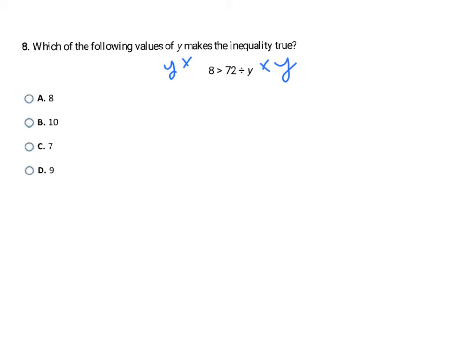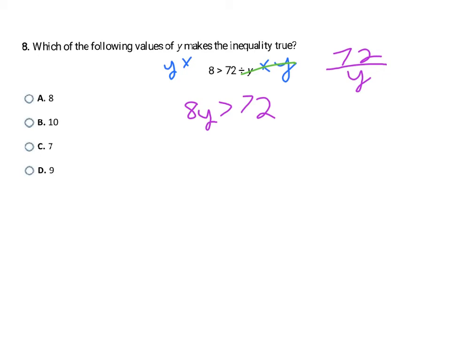And so when I do that, the y's are going to cancel, and I'm going to be left with 8y times 8, which I'm just going to write as 8y is greater than 72. Another way that you might see that is if you change that division sign to a fraction bar for division. If the y is in the denominator, you can always multiply both sides by the denominator, so that's why we have to start with that.